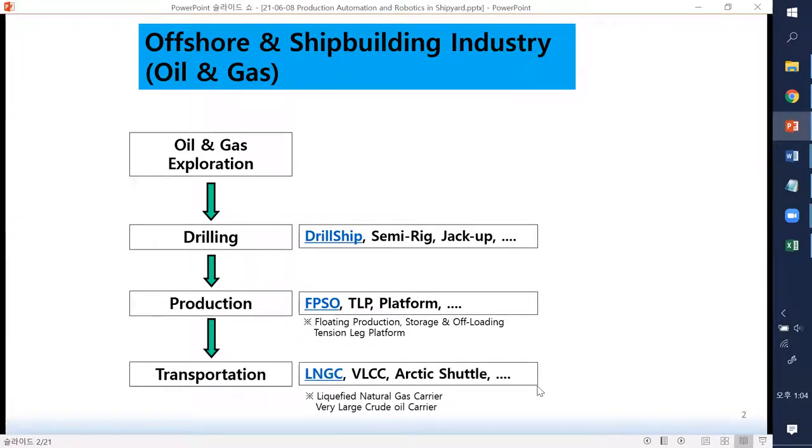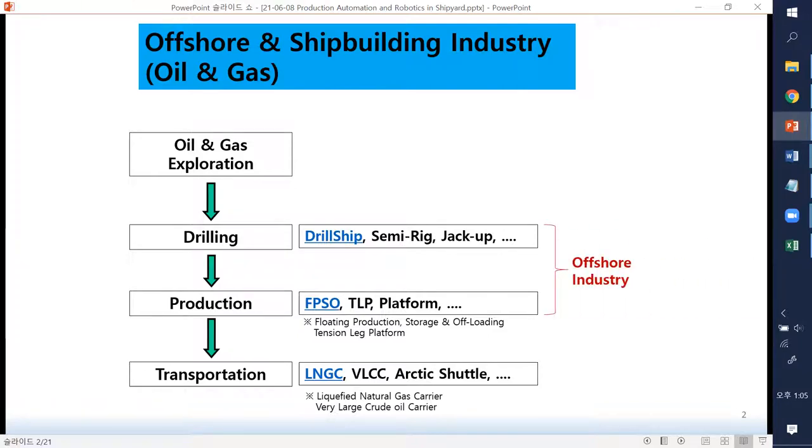For transportation, if it is gas, then we need an LNG carrier. If it is oil, then you need a VLCC. VLCC is a very large crude oil carrier. Or sometimes, if the reservoir is located in a very cold region, such as near the Arctic, North Pole or South Pole, then we need a special kind of ship called an Arctic shuttle ship.